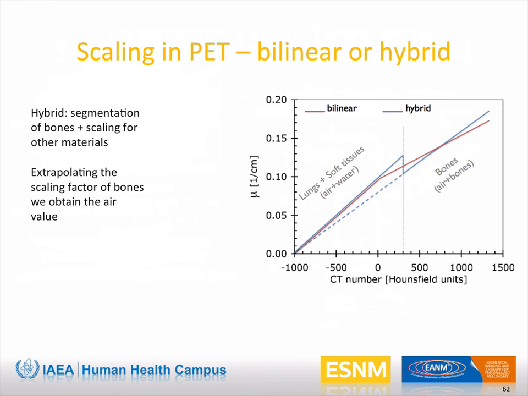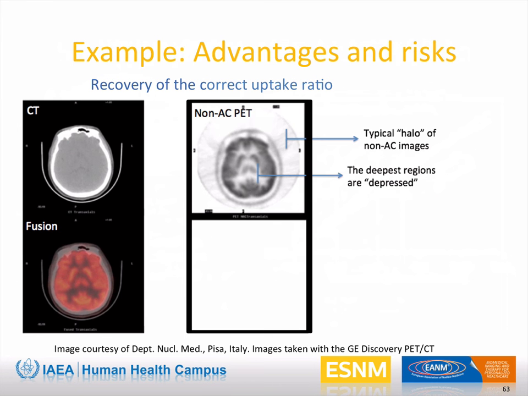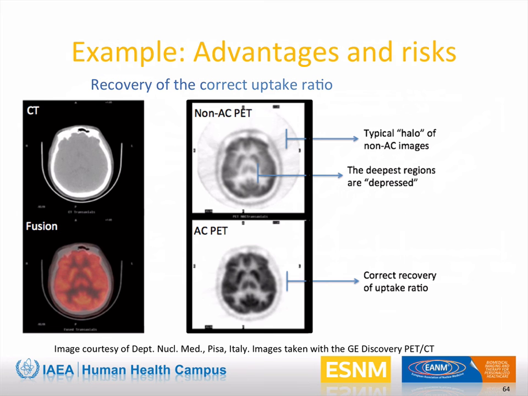This may occur, for example, in the presence of metal implants or when CT contrast agents are used. In this example, you can see the effect of attenuation correction in a brain study. In the non-corrected image, the deepest brain regions show less activity concentration than expected, and a typical halo appears outside the head. After CT-based attenuation correction, the correct uptake ratio is recovered, as shown in the picture below.